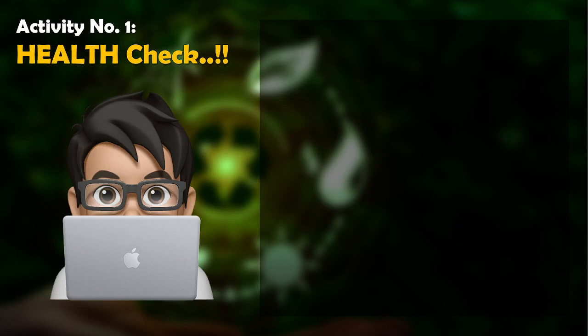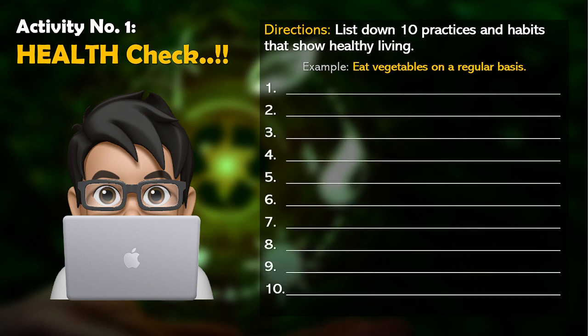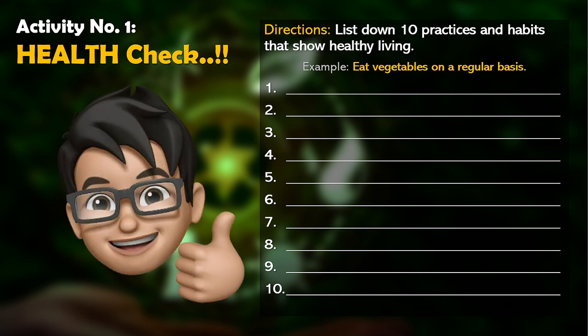Okay, so this activity is entitled the Health Check. Directions: list down 10 practices and habits that show healthy living. For example, eat vegetables on a regular basis. You're done? We will now proceed to identifying the 6 dimensions of holistic health.